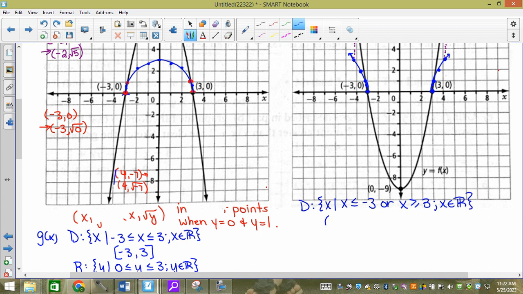In interval notation, it would be negative infinity to negative 3, square bracket, union, that's what or means, 3 to infinity. My range is easier. What is my range? Greater than or equal to 0.